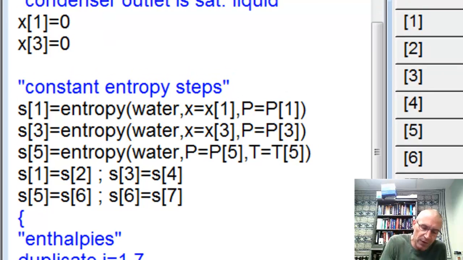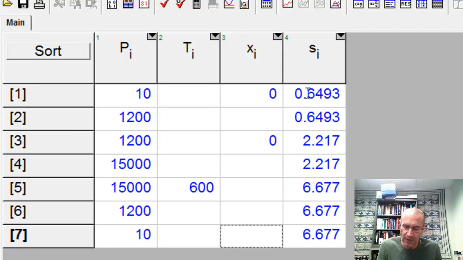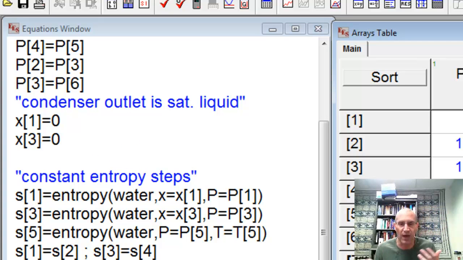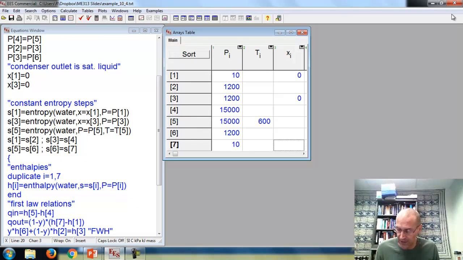So now if we look at our solution table here, we realize we've got entropy at every step and pressure at every stage. 2 intensive variables that are independent. So our problem's completely specified, but completely solved now, essentially. Now we just calculate enthalpy values and look at some of our energy balances. So that's going to be the last step that I have.